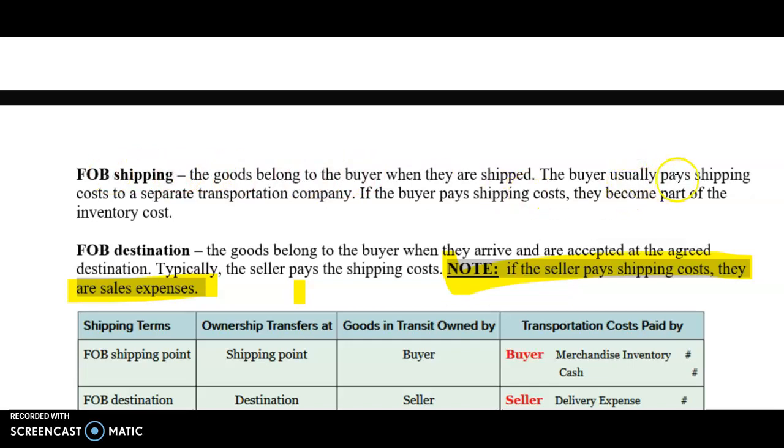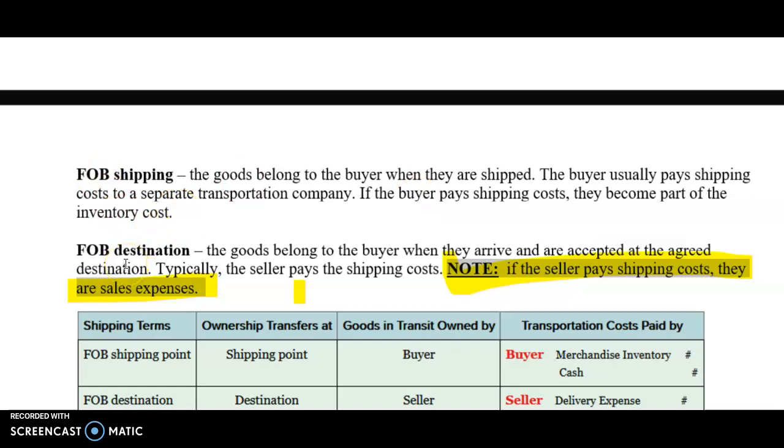In that scenario, the buyer pays shipping to a separate transportation company. Not necessarily, but could, okay? And if they do, it becomes part of inventory. So shipping costs are part of inventory costs.